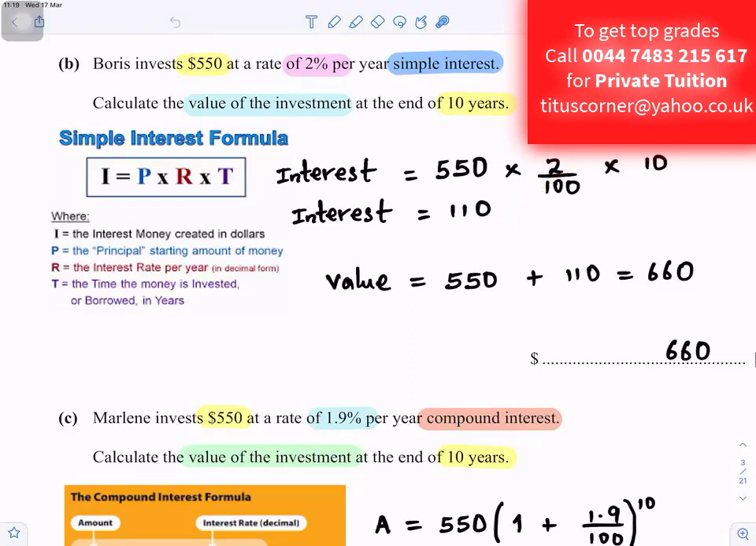Now we want to find the value of the investment. So to get the value, we add 550, because we started with 550, plus the 110. That gives you $660.